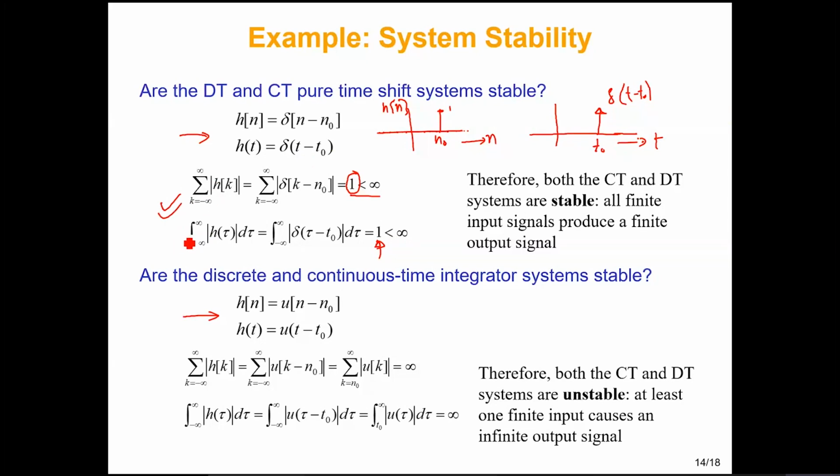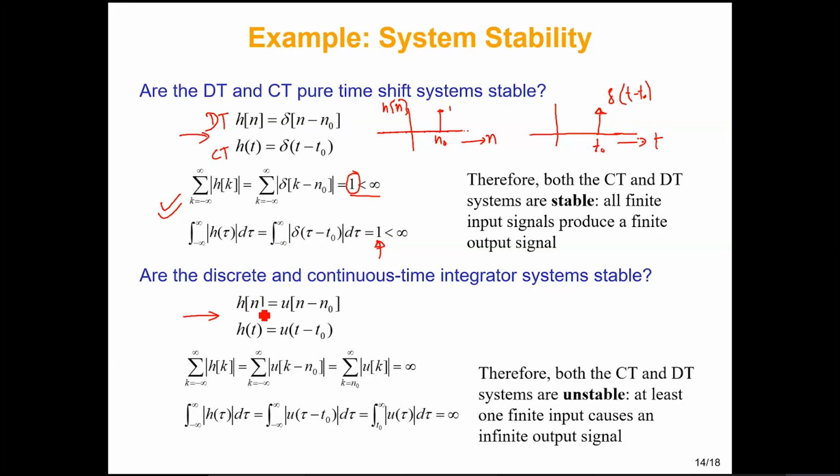Continuous time and discrete time are both stable, because we saw that in the discrete time case, h of n was absolutely summable. And for continuous time, we saw that it was absolutely integrable. Or in other words, the summation gave us a finite value, and for continuous time, the integration gave us a finite value.